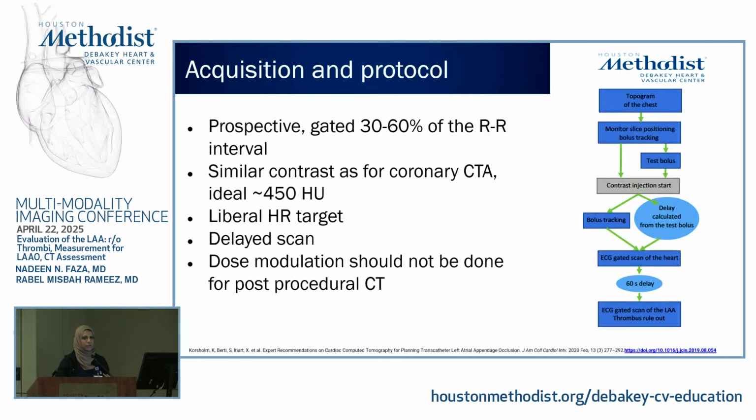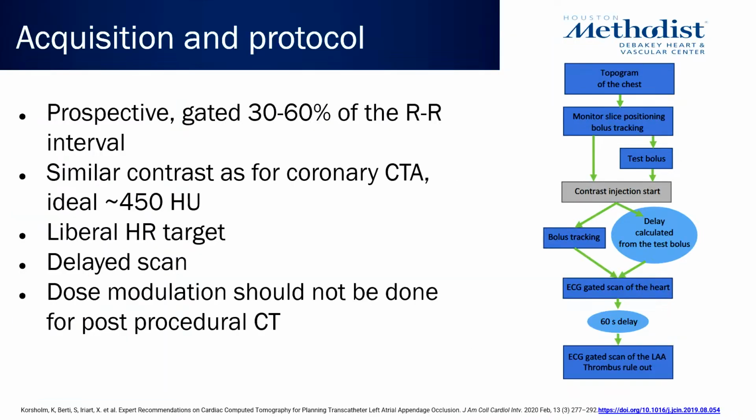All right, so let's first pause and talk about what makes it different. What is a CT protocol for left atrial appendage, and how is it different from a CT done, for example, for coronary assessment, and what do the guidelines suggest? Different centers will scan the patients differently based on what scanners and expertise they have. The guidelines recommend ideally that the scan is prospective, gated, and focused in end systole, which would be 30 to 60% of the RR interval. You want to use similar contrast as you would for a coronary CTA, so we are aiming for ideally 450 HU in the left atrium.